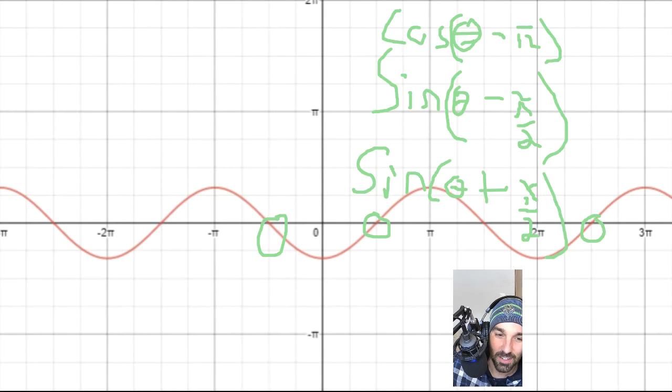Okay. Is this confusing? 3 out of 3, let's go. Yeah, all 4 are equivalent. Isn't that crazy? Right? So we have to remember that there's a lot of overlap, right?